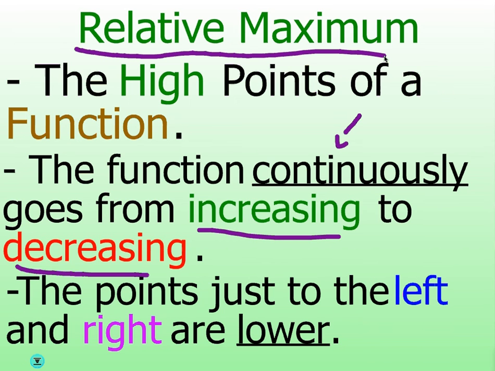The third definition is that the points just to the left and right are lower. Maybe that one helps the most. If you look at a point on the graph and the points just to the left and just to the right are lower, then it's got to be a relative max because it's bigger than all the points around it. Okay, any questions about that? That'll lead us to relative minimum.